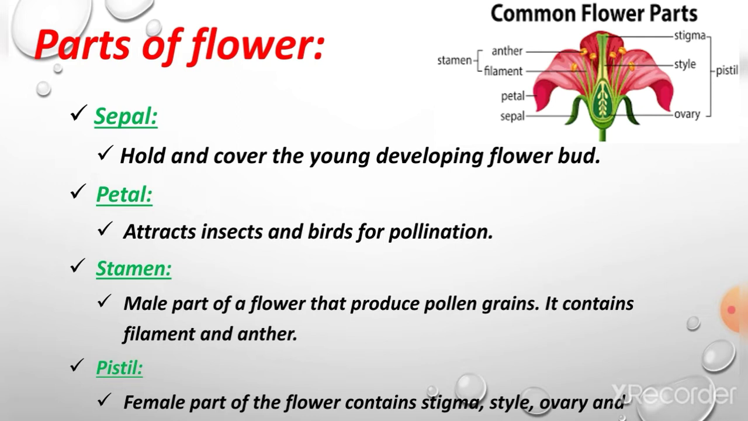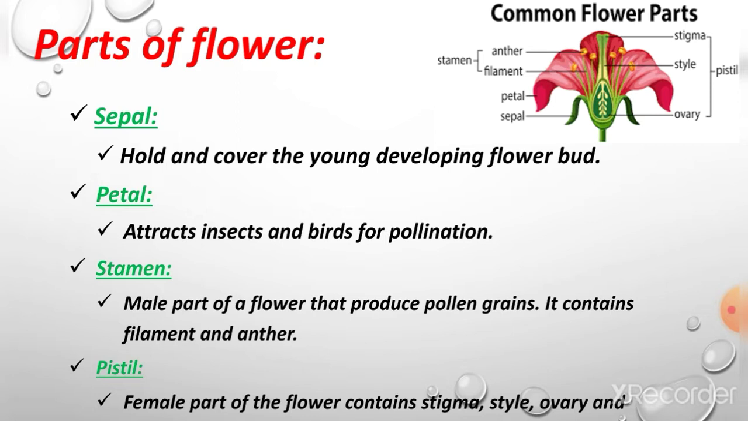And then stamen. Stamen is the male part of a flower. It produces pollen grains, which are helpful in the process of pollination. In the male part, there are two more parts, filament and anther. And the next one, pistil. Pistil is the female part of the flower. It contains stigma, style, ovary and ovule.